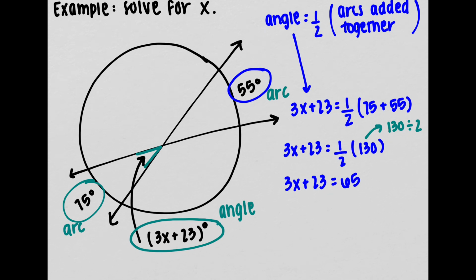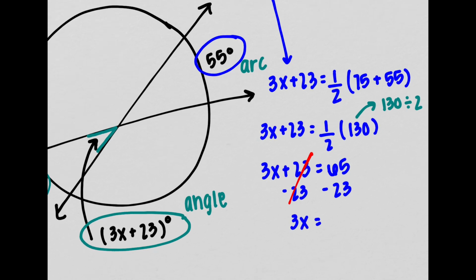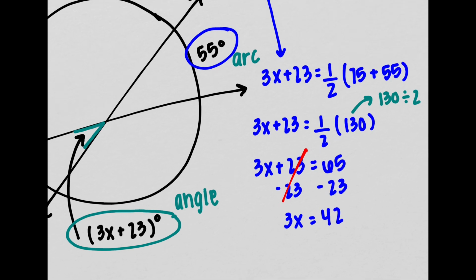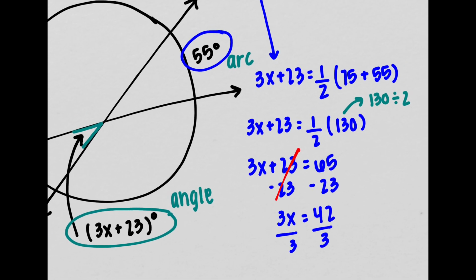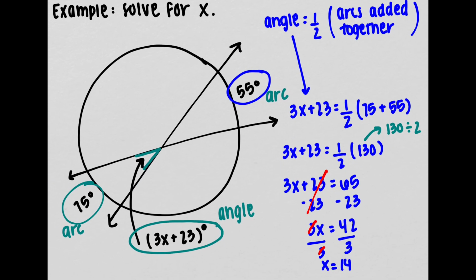I'm now going to go through the process of solving for x. So I'm going to subtract 23 from both sides because I want to get that 3x by itself first. When I do that on the left, it cancels out, and I'm left with 3x is equal to 65 minus 23 is 42. And my last step here is to divide both sides by 3. When I do that, the 3's cancel out, and I'm just left with x equals, and then I have 42 divided by 3, which gives me 14. And so in this problem, I just asked you to solve for x, so you're done. Your answer is x equals 14.